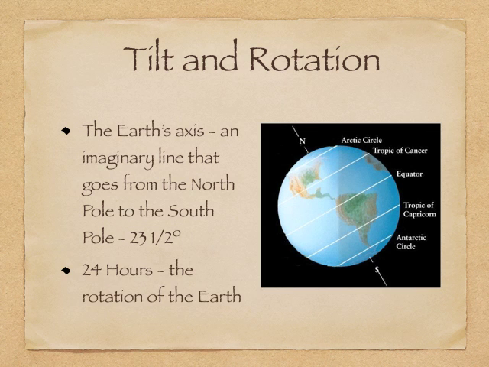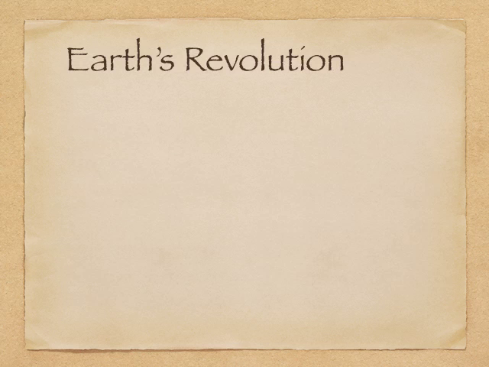24 hours is how long the Earth takes to rotate. So that's why we have a 24-hour day. The time from the point where you're at goes all the way around in a circle.